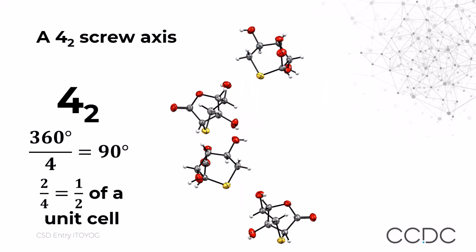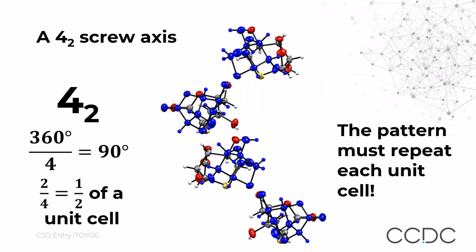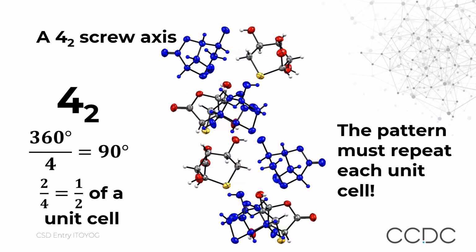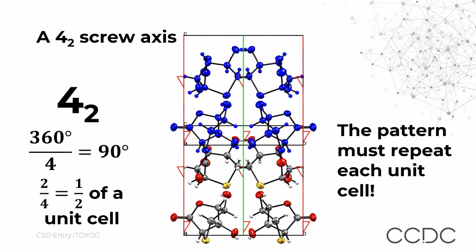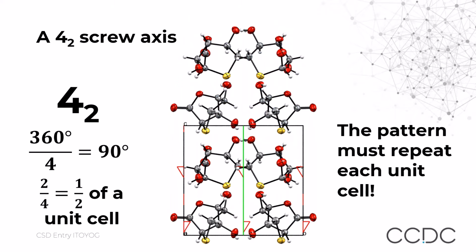As the periodic pattern must repeat with each unit cell, a 4-2 screw axis is coincident on a twofold rotation axis. This ensures that the crystal structure repeats periodically with each unit cell.